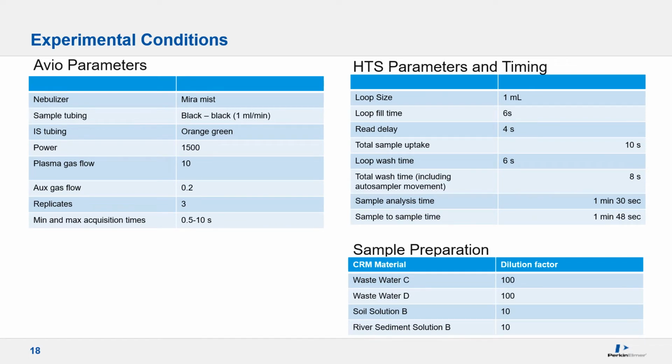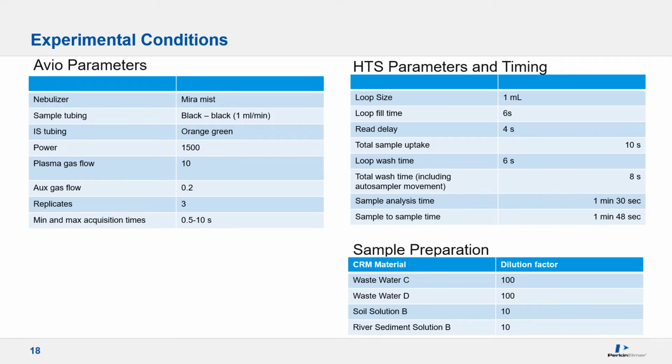In the top right-hand corner, you can see some of the Avio 500 parameters. As you can see, a variation on the timings of the EPA 200.7 method were used, with 3 replicates and an acquisition time of between 0.5 and 10 seconds. The HTS timings can be seen in the top right-hand table, with the total time for sample uptake and rinse being 18 seconds. The average read time was 1 minute and 30 seconds, meaning the average sample-to-sample analysis was 1 minute and 48 seconds.